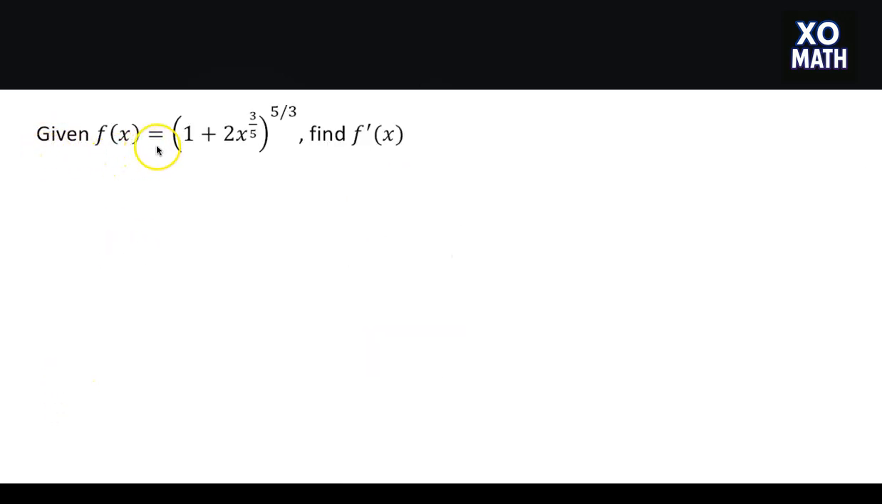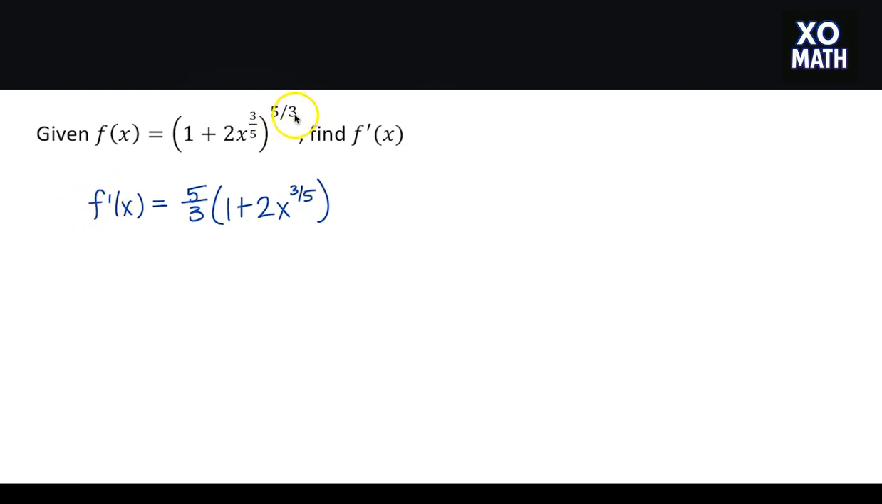Given f of x is equal to the quantity 1 plus 2x to the 3/5, all raised to the 5/3, find f prime of x. So here, this is another chain rule. We're going to start by taking the derivative of that outside function. So we're going to say that f prime of x, the derivative, is 5/3. And then we have the quantity 1 plus 2x to the 3/5.